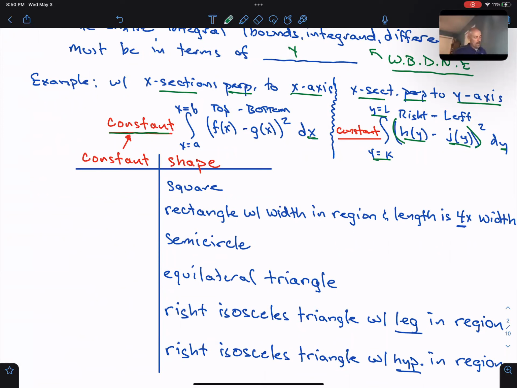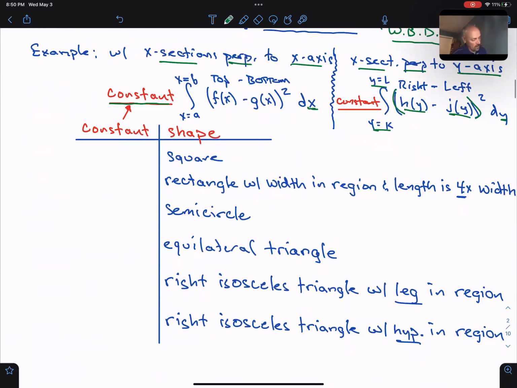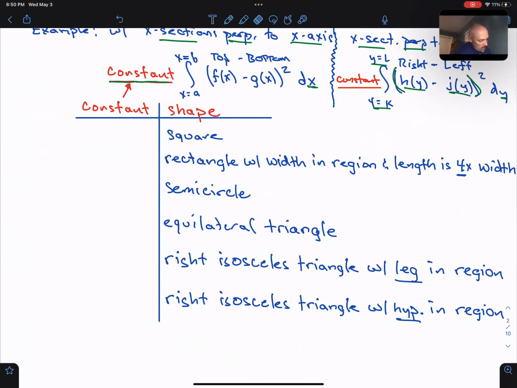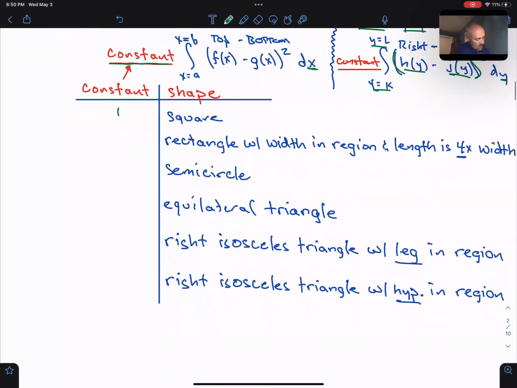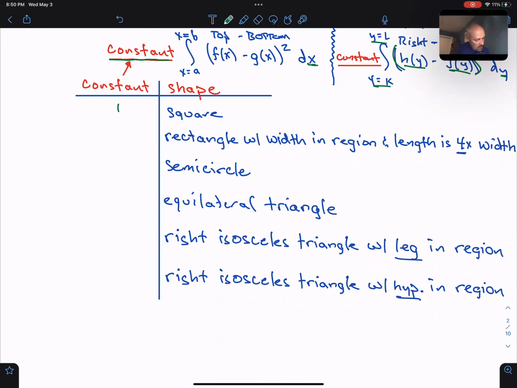Now what changes for each of the different shapes is the constant that we have out front. So here we go. If our shape is a square, the constant is a 1. We won't see it there, but if that's the case. If it's a rectangle where the width is in the region and the length is 4 times the width, then the constant would be a 4, right? That's that 4 right there.